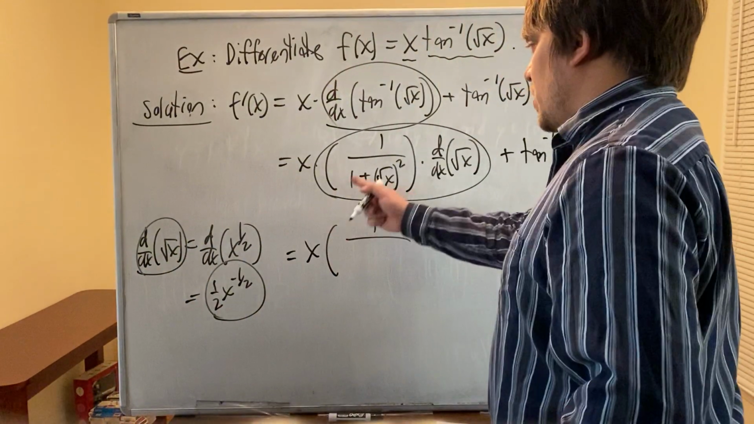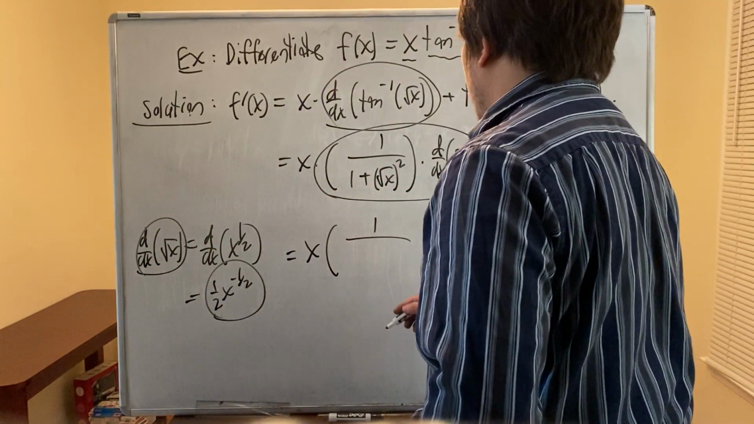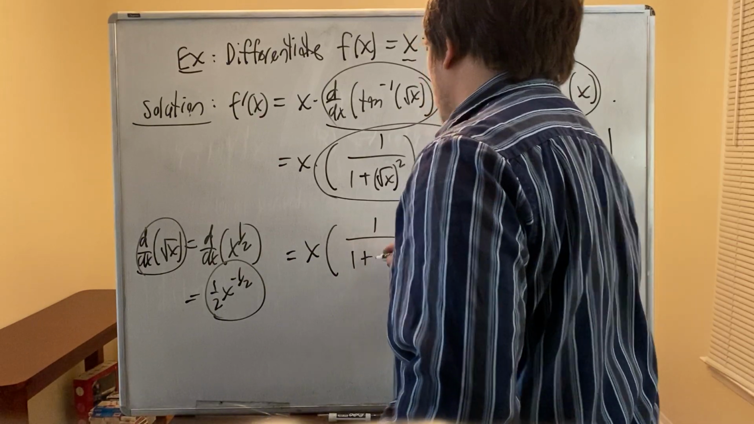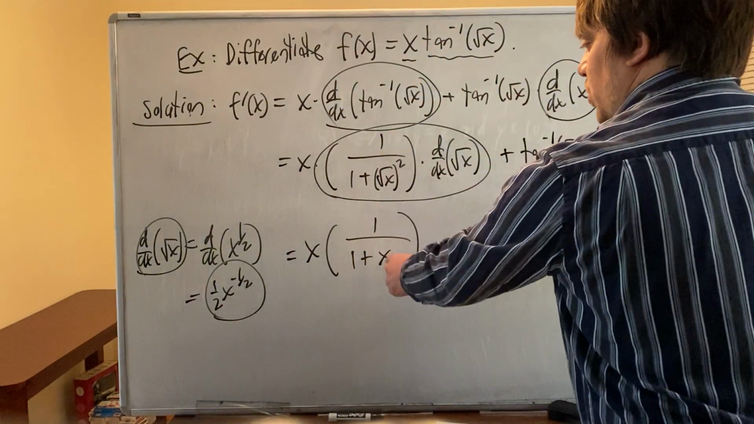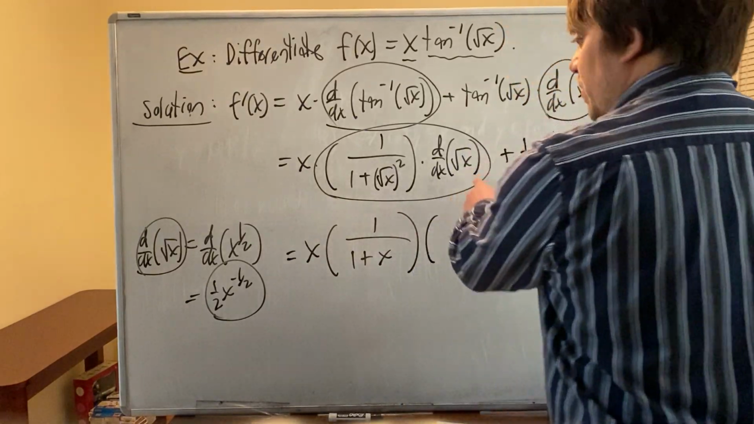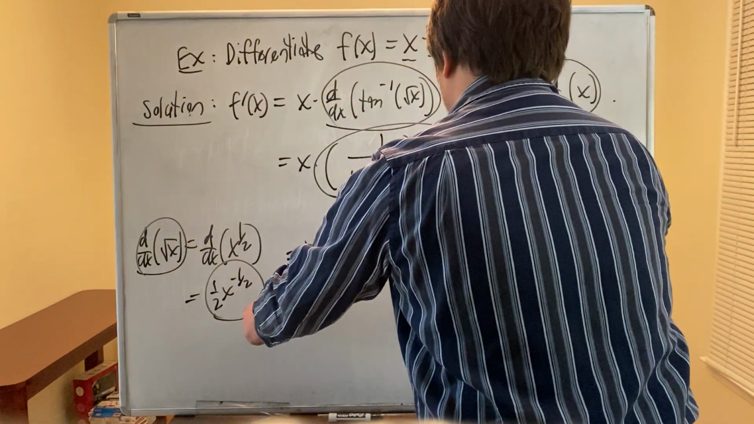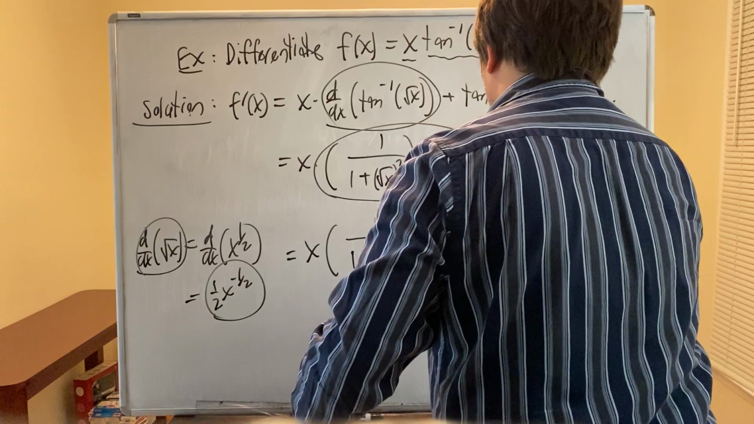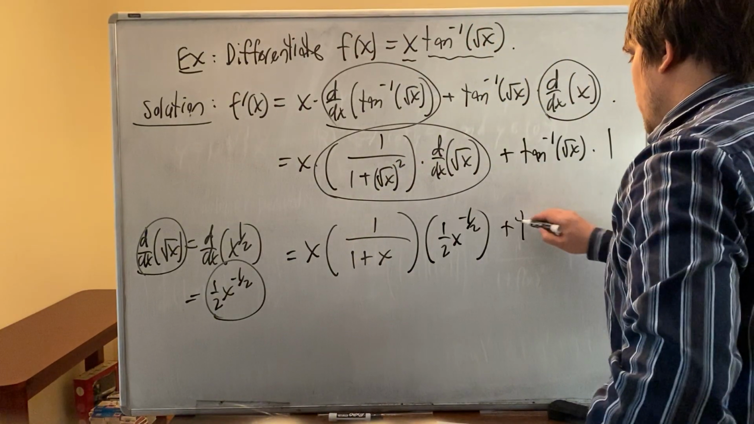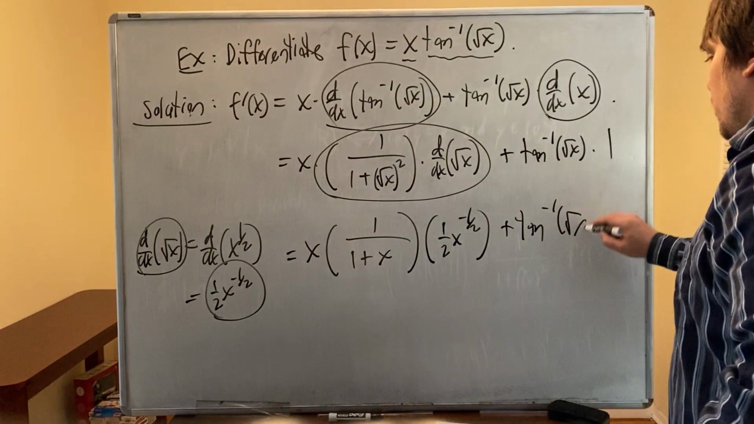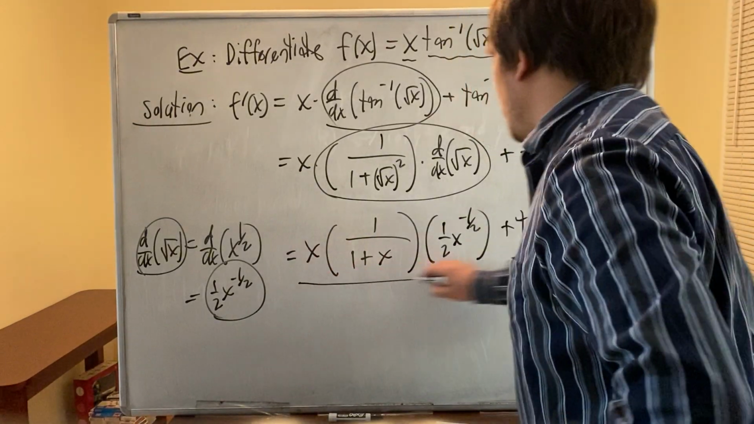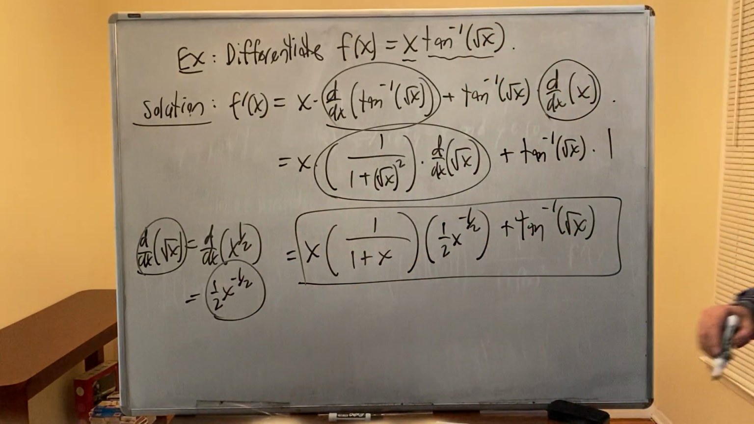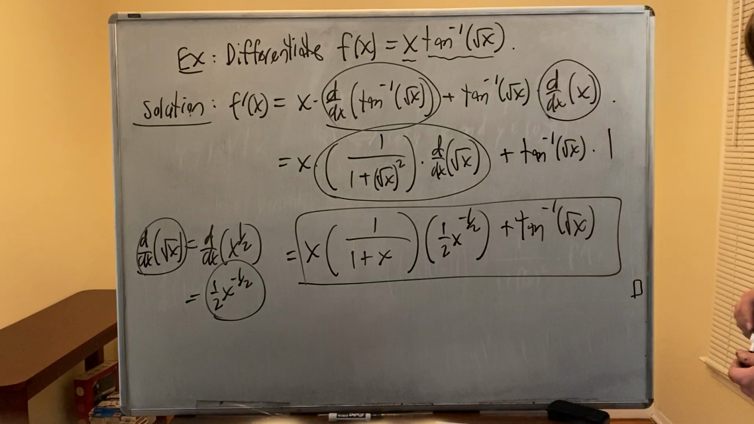So this is x times 1 over 1 plus the square root of x squared, which is x. So x times 1 over 1 plus x times the derivative of the square root of x, which I said was 1/2 x to the negative 1/2, plus tan inverse of the square root of x times 1, which is that. And that's the answer, f prime of x. That's what it is. There you go.